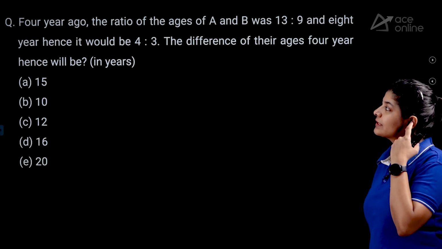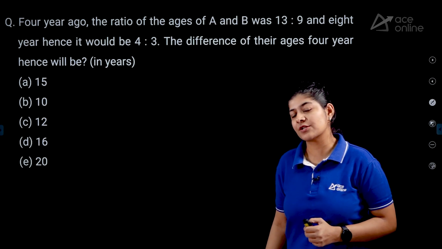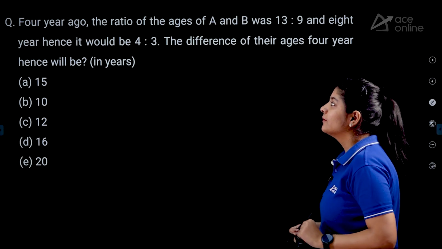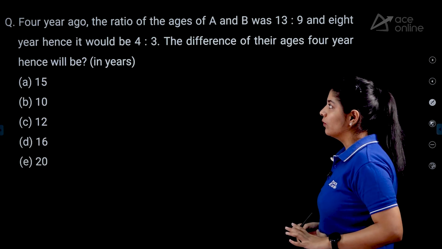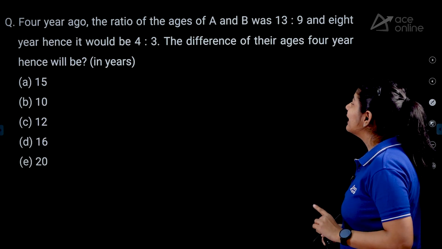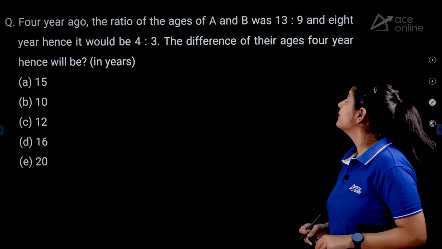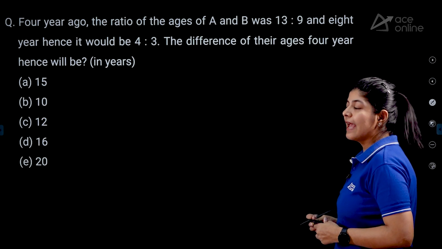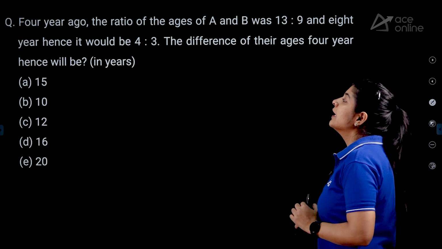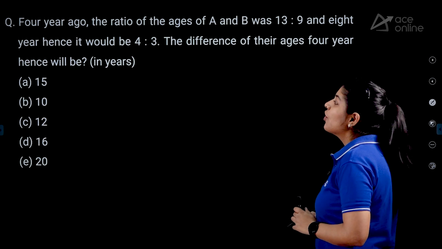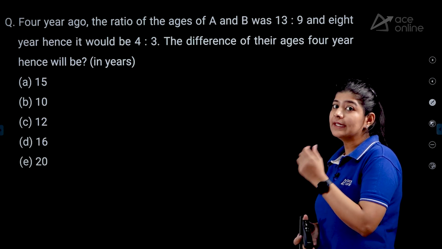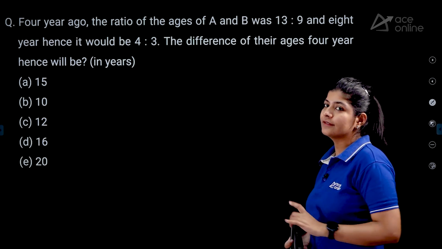Now let's move towards the next question and let's see what it is. The next question says that 4 years ago, the ratio of the ages of A and B was 13:9, and 8 years hence, it would be 4:3. The difference of their ages 4 years hence will be, and we have to find out the answer in years.